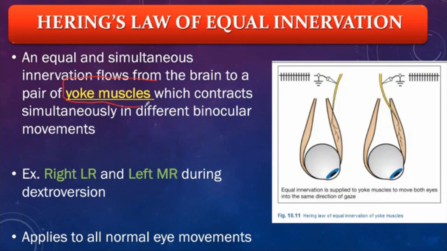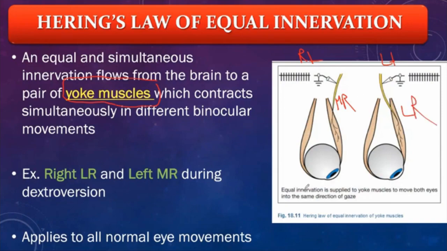which contract simultaneously. So, for example, if both eyes would like to look to the left, so this is the right eye and the left eye. If we want both eyes to move to the left, then there should be contraction of the right medial rectus and contraction of the left lateral rectus.